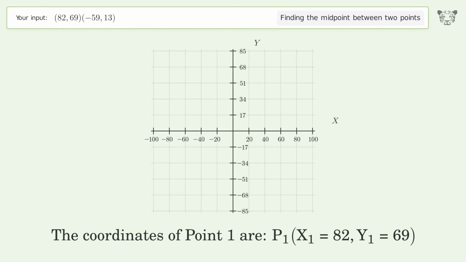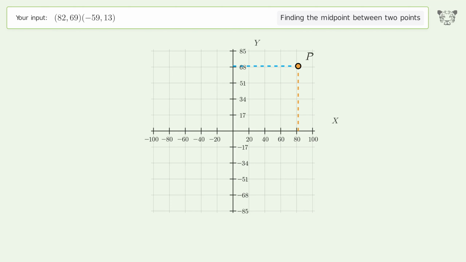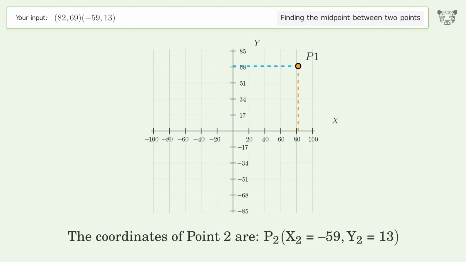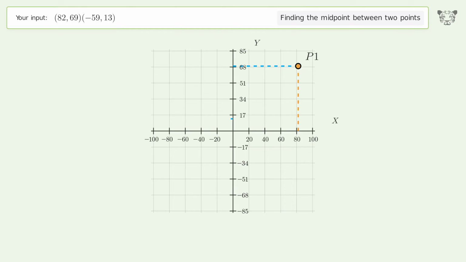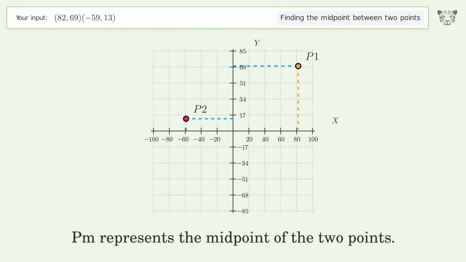The coordinates of point 1 are x1 equals 82, y1 equals 69. The coordinates of point 2 are x2 equals negative 59, y2 equals 13. PM represents the midpoint of the 2 points.